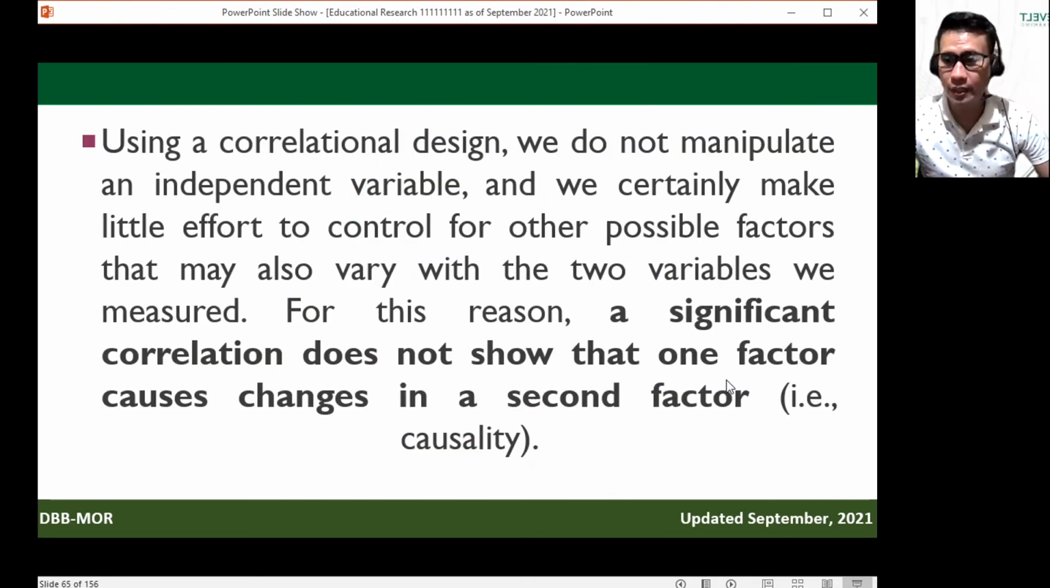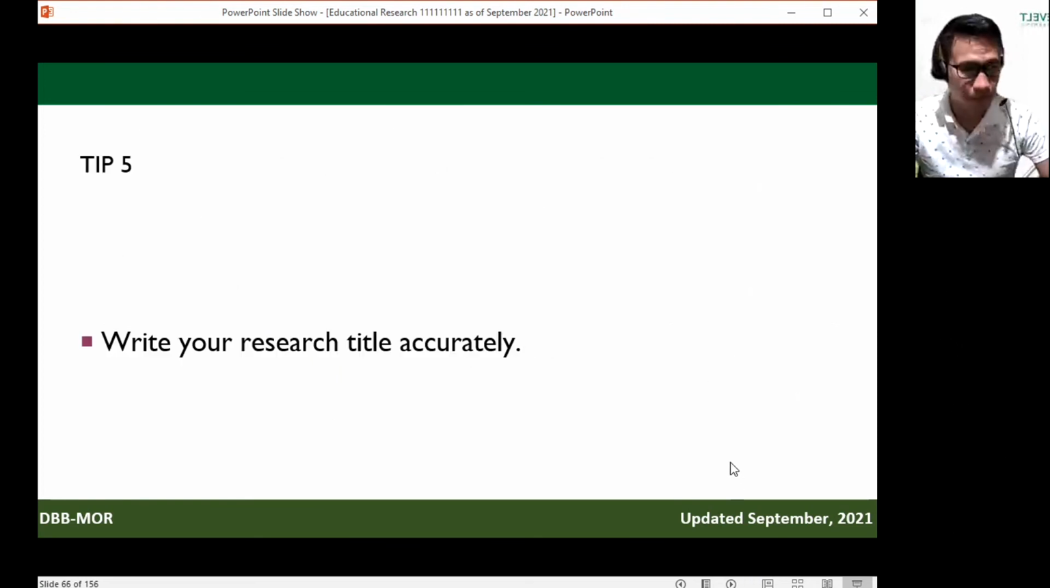So using a correlational design, we do not manipulate an independent variable. So take note, we do not manipulate the independent variable. And we certainly make little effort to control for other possible factors that may also vary with the two variables we measured. For this reason, a significant correlation does not show that one factor causes changes in a second factor, or yung causality. Meron naman tayong causal comparative research design. Okay, so that's it for correlational research.